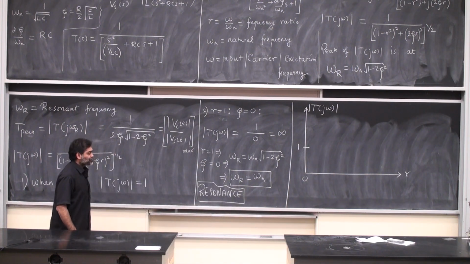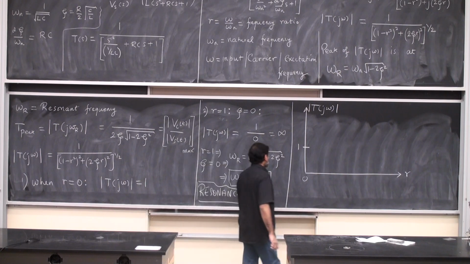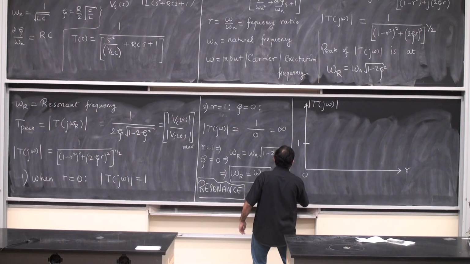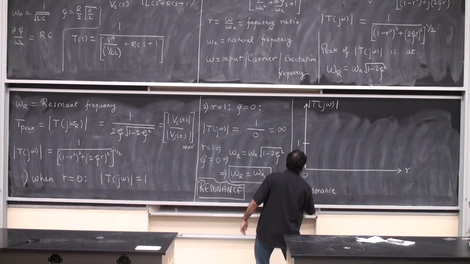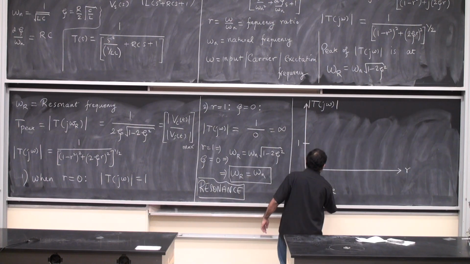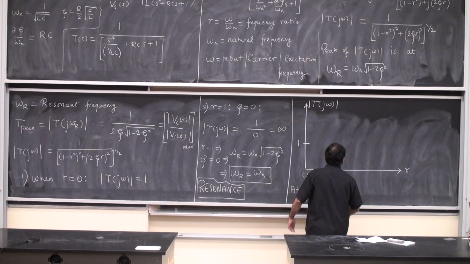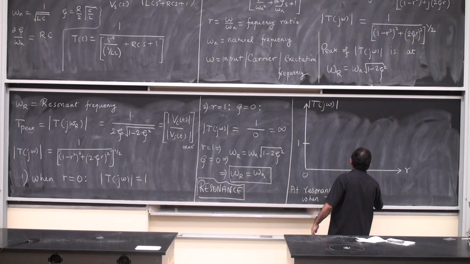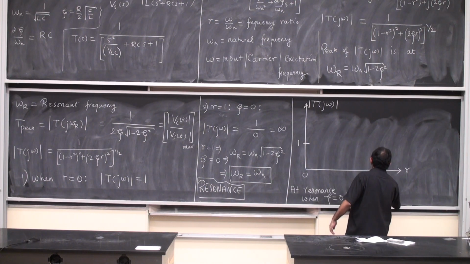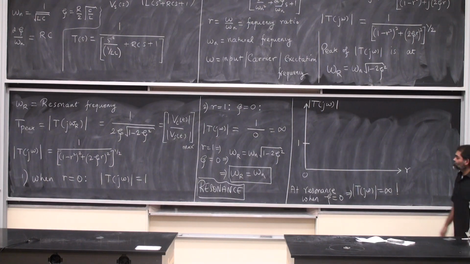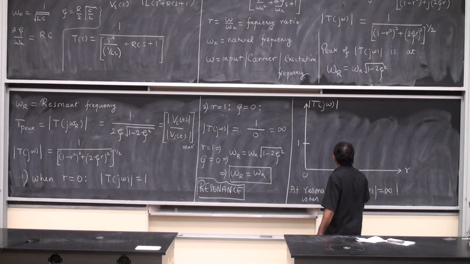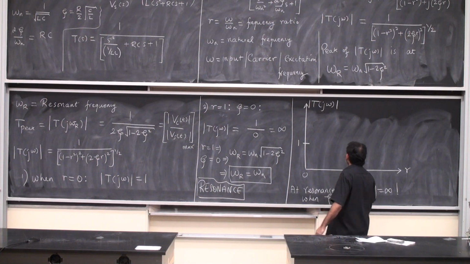And I'm going to write this thing down somewhere here. So at resonance, when zeta is 0, T of j omega is infinite. Okay, so this is really not good for anybody. And that's, let's say, what happens there. So this is R is equal to 1.